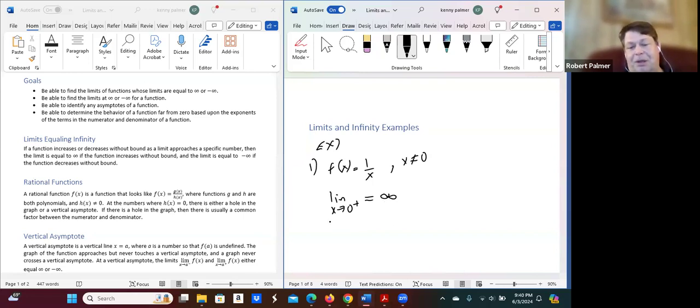That's what happens. And we think about the limit then as x goes to 0 from the left. We said that equals negative infinity. It decreases without bound. Okay.